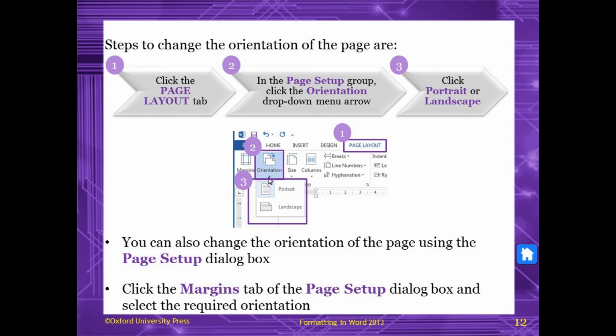We can also change the orientation of the page by using the Page Setup group. For that, you have to click on the Layout tab. In the Page Setup group, click on Margins. From the Margins command, select Custom Margins at the bottom of the given commands. As you click on Custom Margins, a Page Setup dialog box will display. You can select any required orientation from this Page Setup dialog box and click OK.